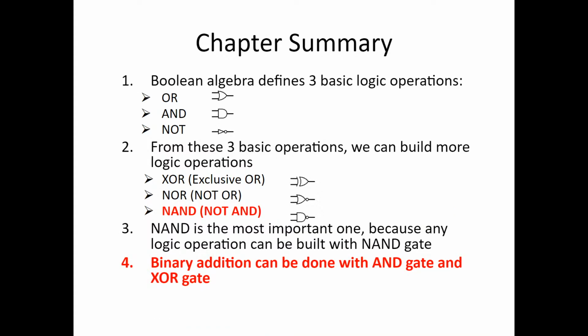And just to summarize, this is where we start off today. Boolean algebra defines the 3 basic Boolean operations, OR, AND, and NOT, and from those basic operations you can build more logic operations, and this includes exclusive OR, NOR, and NAND. As we went over, NAND is the most important one, and also that binary addition can be done with just the AND and XOR gates. So we'll look at this a little more because this is very important.